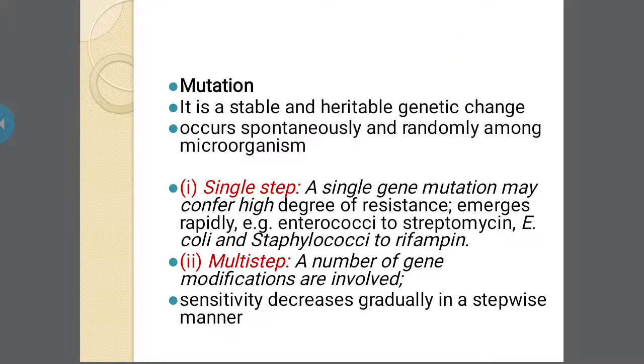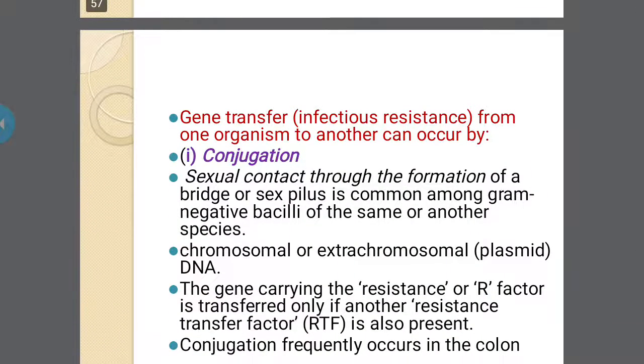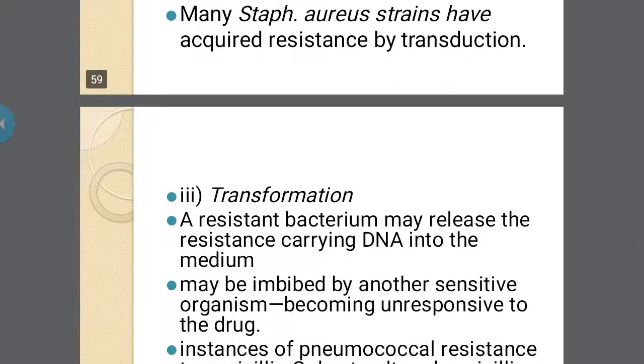Single step is a single gene mutation, which may offer a high degree of resistance. It emerges rapidly, like Enterococcus to streptomycin, and E. coli and Staphylococcus to rifampicin. So this is a single step mutation, and multi-step mutation is where a number of gene modifications are involved, and sensitivity usually decreases gradually in a stepwise manner. And gene transfer from one organism to another can occur by conjugation, transduction, and transformation.